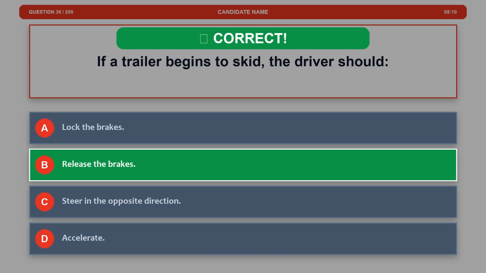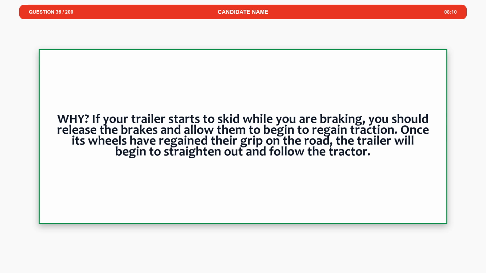The correct answer is option B, release the brakes. Explanation. If your trailer starts to skid while you are braking, you should release the brakes and allow them to begin to regain traction. Once its wheels have regained their grip on the road, the trailer will begin to straighten out and follow the tractor.